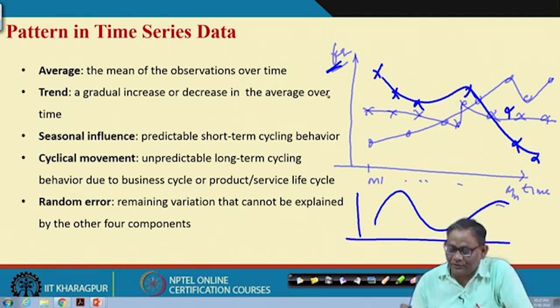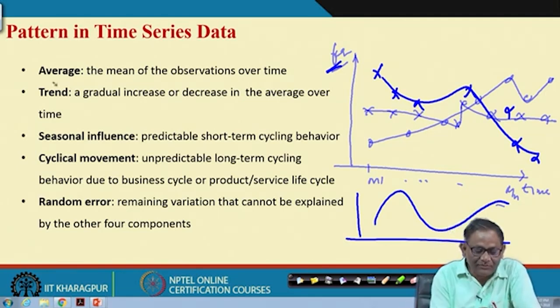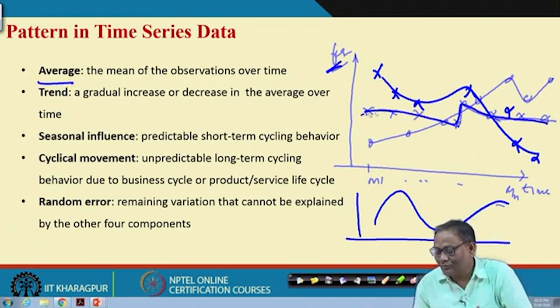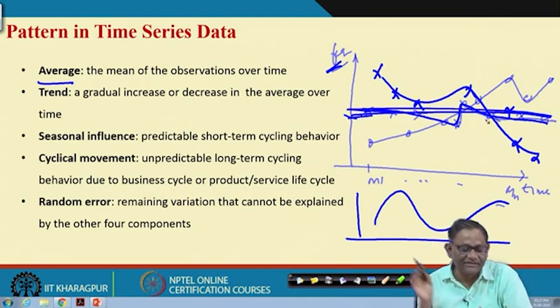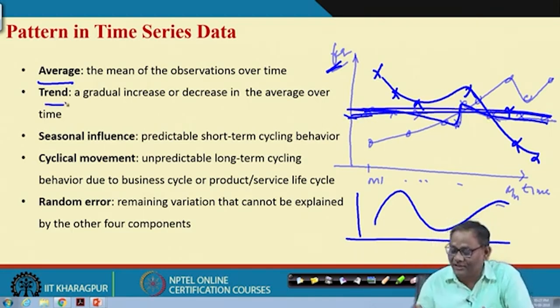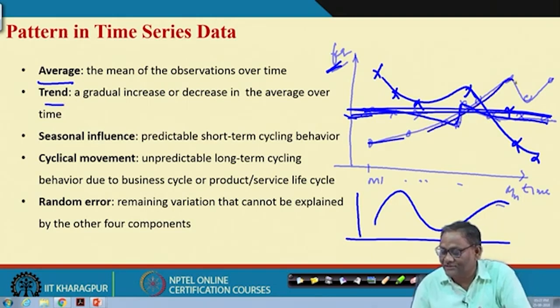You may find that this data will be, one, average, for example the second one. Here almost there is no change, because more or less the number of incidents every month is the same. This is average data. Then trend, there is an increase or decrease. If you see this data, it is an increasing trend. That means the safety of the system is deteriorating.